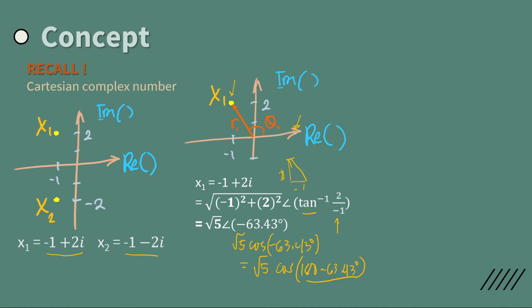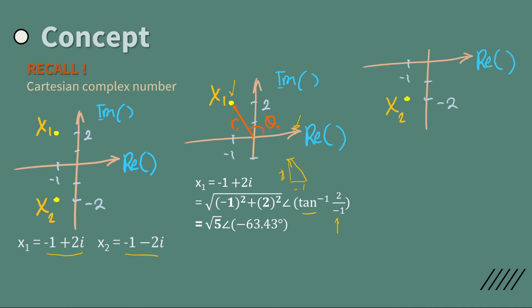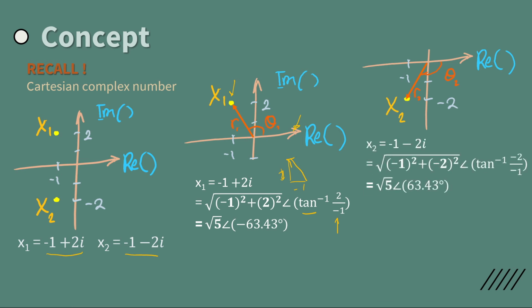Okay, same angle. So let me erase this one. Okay, so you have this expression: square root of 5 angle -63.43. And then for the second solution or second complex number, we have that vector r2 with a theta 2, and then you can also use the Pythagorean equivalent of the triangle. So you have this vector here, and then you have the two components, -2 and -1.